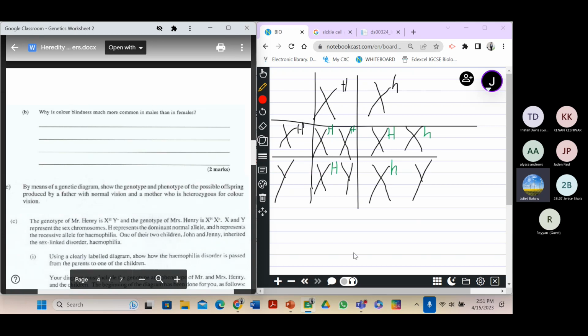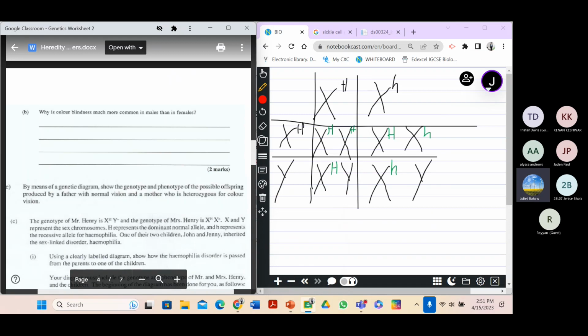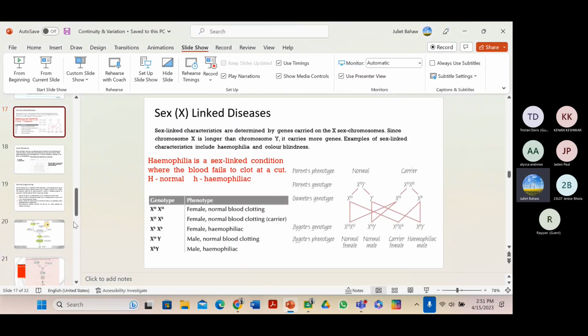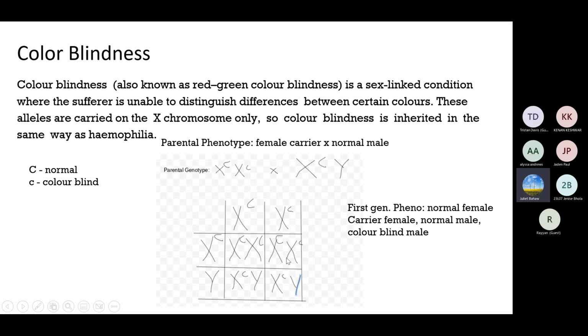Color blindness is also a sex-linked disease. So when you are showing your working for color blindness, you also have to put down your sex chromosomes. Now, someone who is colorblind, it's also known as red-green color blindness. So this is the person, they are unable to distinguish between certain colors. All right, and these alleles are only carried on the X. Same way as the hemophilia disease.